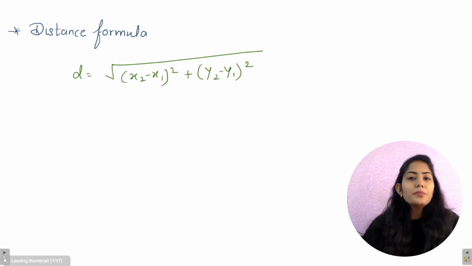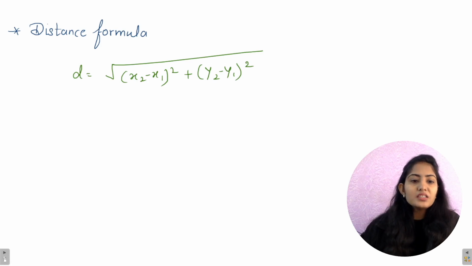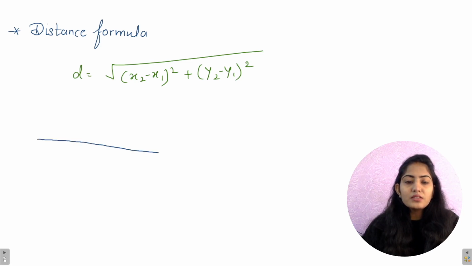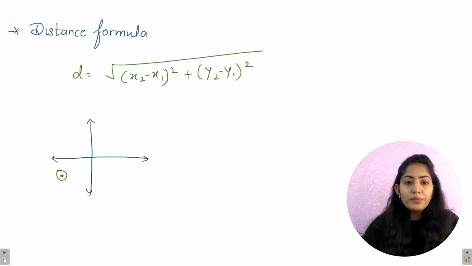Now come to the distance formula. What is the distance formula? When two coordinates are given in an xy plane and you have to find the distance between them, how can you find it? This formula is made for that. Suppose this is the graph, and the 2 points are here, this is A and this is B, and you have to find the distance between A and B.